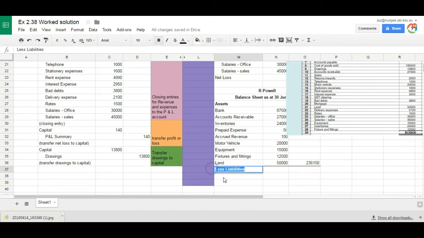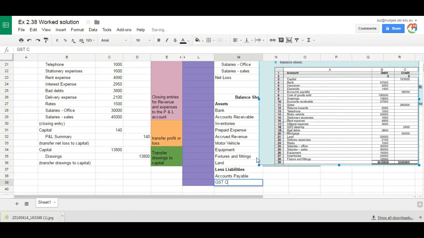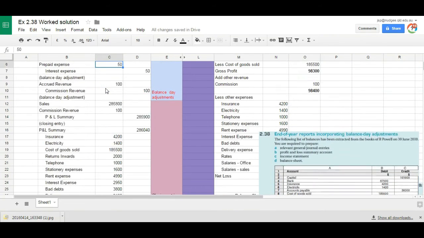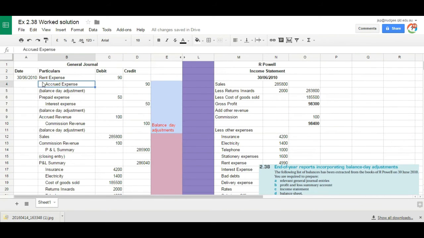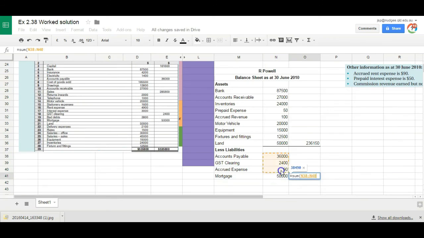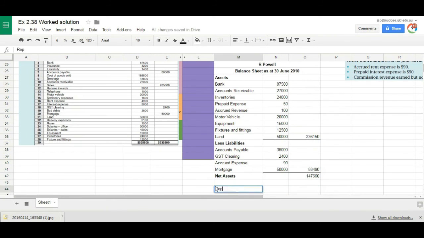Now we're going to do less our liabilities. Same process here. We find our liabilities in the trial balance first. And we're going to find one more up here. An accrued expense is a liability. Make sure you come there and find that. In these sorts of questions, there's always going to be something from the balance day adjustments that you're going to have to deal with. All right, less our liabilities. That gives us our net assets. Assets minus liabilities, net assets.